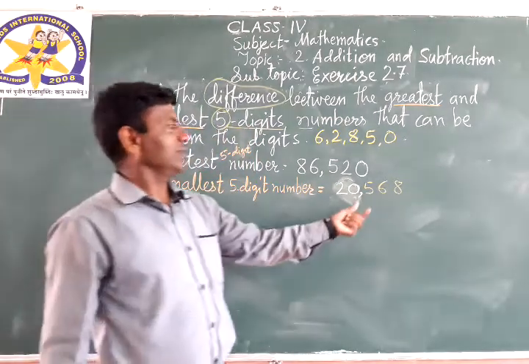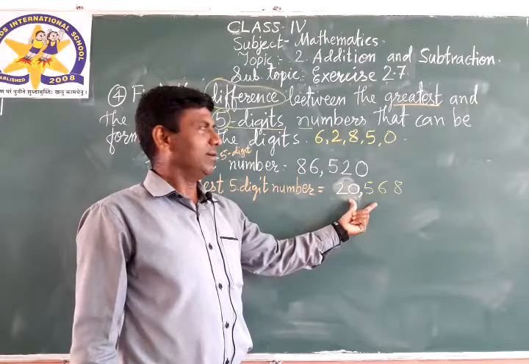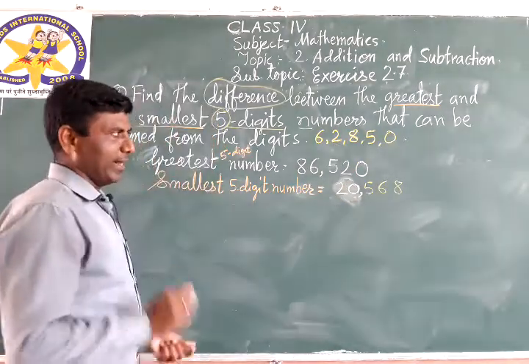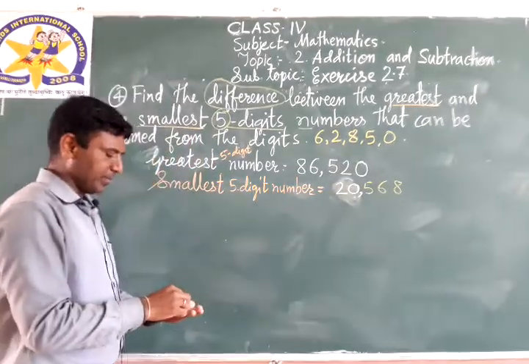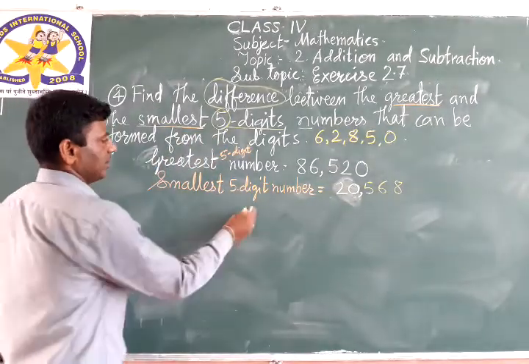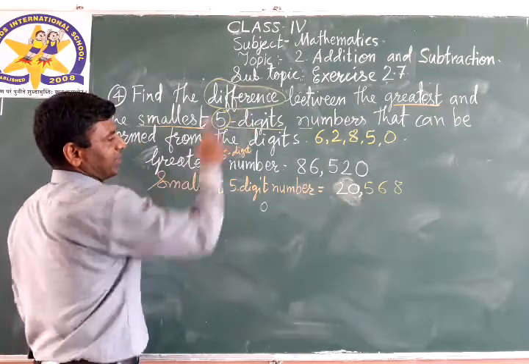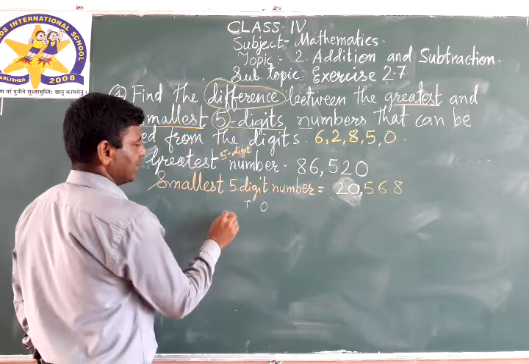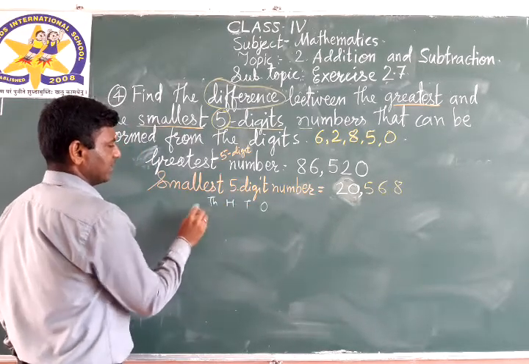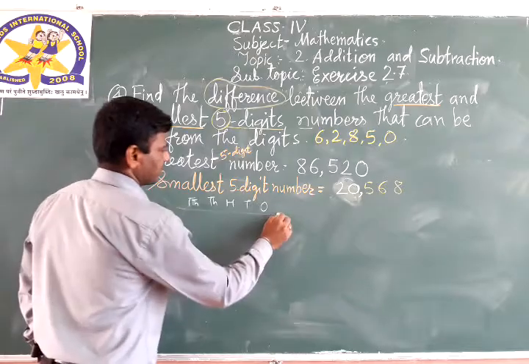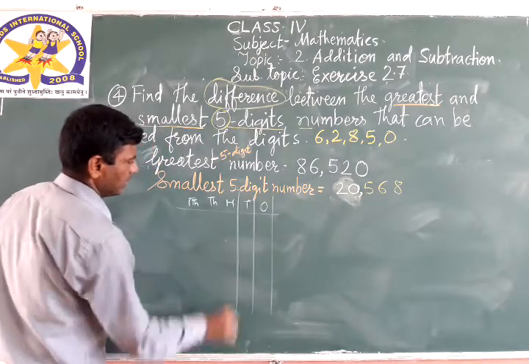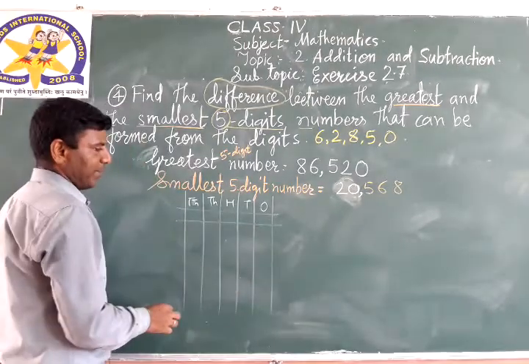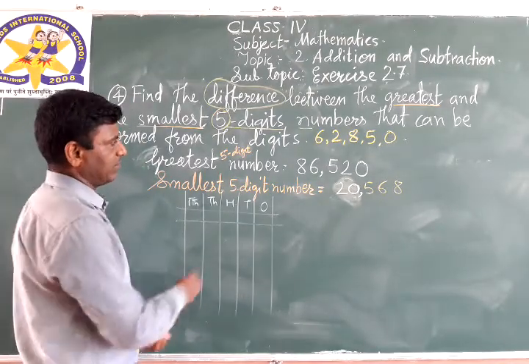Understand? Now this is the smallest 5 digit number from these given digits. Understand? What I did, I changed the places. Okay. Now it's very easy, right? We'll have to find out the difference. Difference is subtraction. Ones place, tens place, 100 place, 1000 place, 10,000 place. Draw the columns properly with the help of a ruler and pencil.